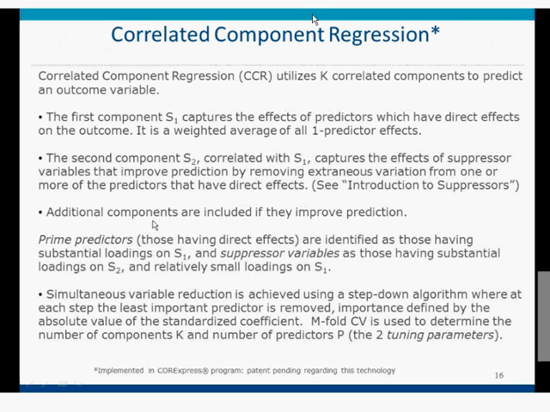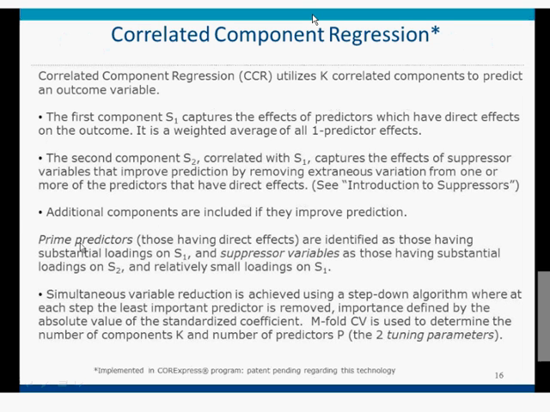You can't use just the traditional R squared because that is maximized by OLS regression. And the more predictors you have, the higher that goes. So you can't use that. You have to use the cross-validated R squared.